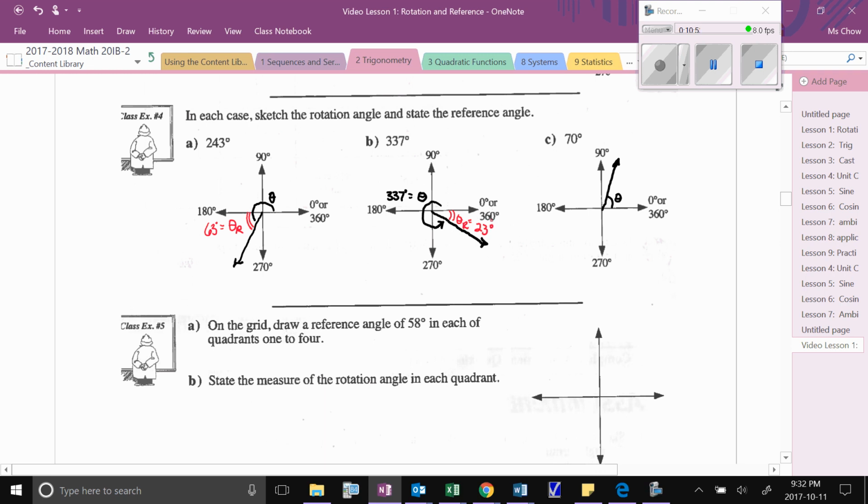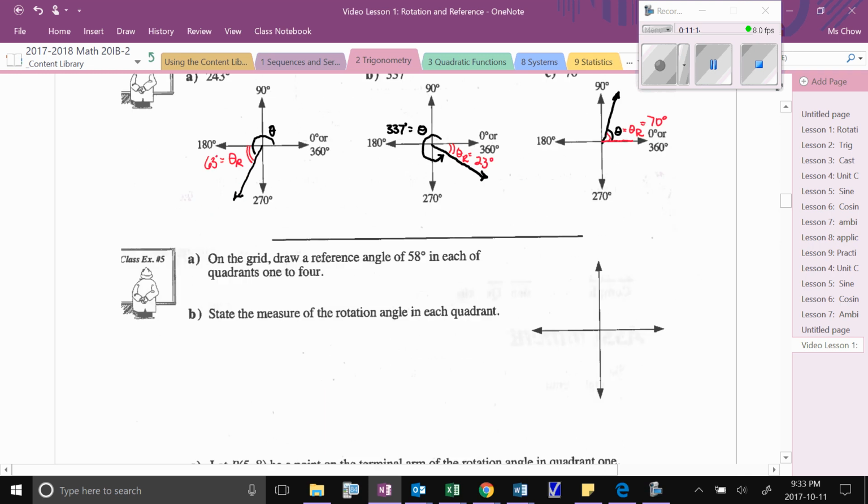If we take a look at C, 70 degrees is in quadrant 1, and so the measurement between our terminal arm and the closest x-axis is our positive one again, and so in this particular case, theta is the same as theta r, which is 70 degrees.